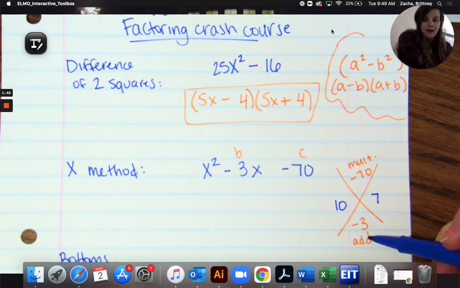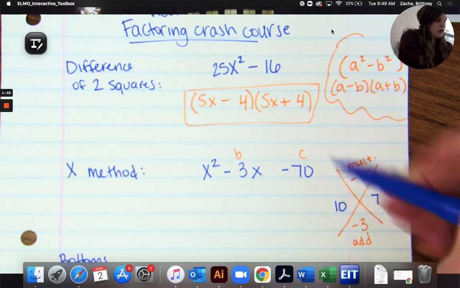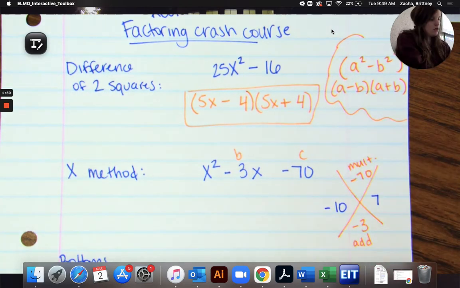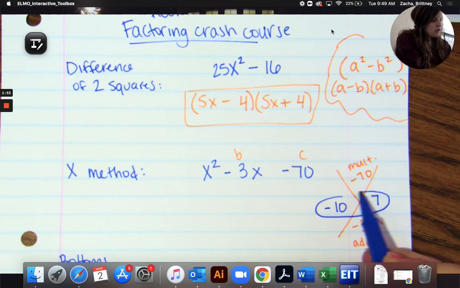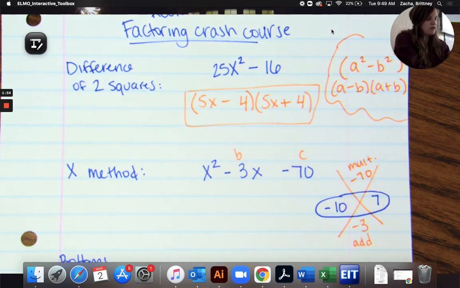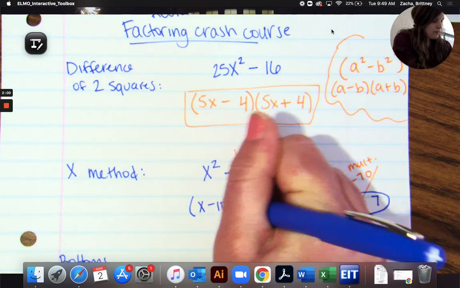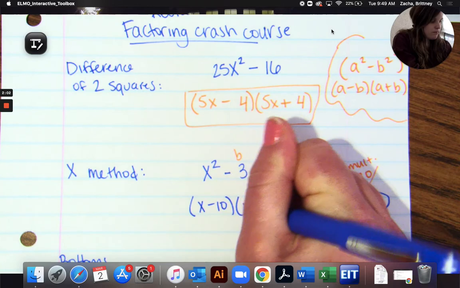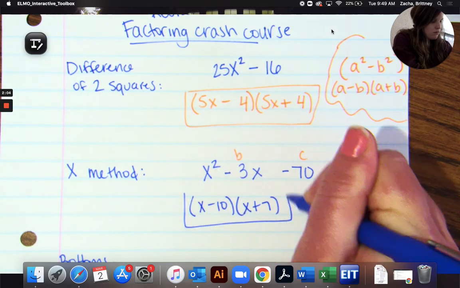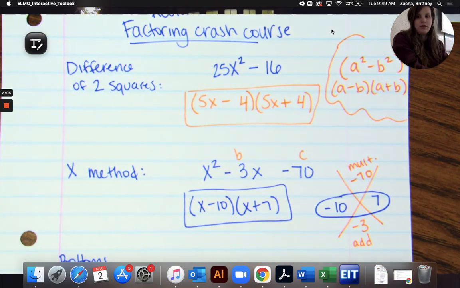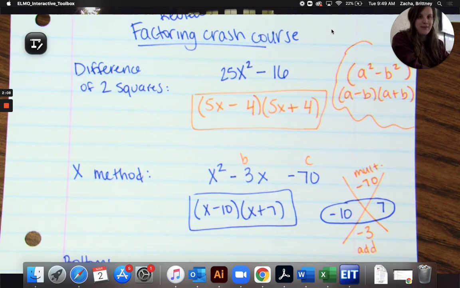Well, if it has to add to a negative number, you want your bigger number to match the sign. So negative 10 and 7 are the factors that work because they multiply to this and add to that, and that's how you factor. So x minus 10, x plus 7. Cool. I'm at 2 minutes. This is good. Okay, that's x method.